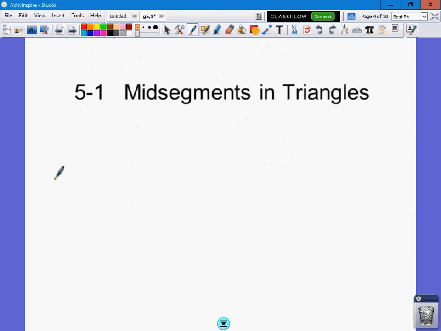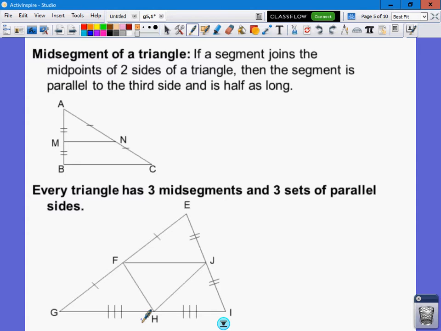So we are going to talk about a mid-segment in a triangle. The definition of a mid-segment, and the reason I talked about a midpoint earlier. Did everybody pick up a sheet on their way in?